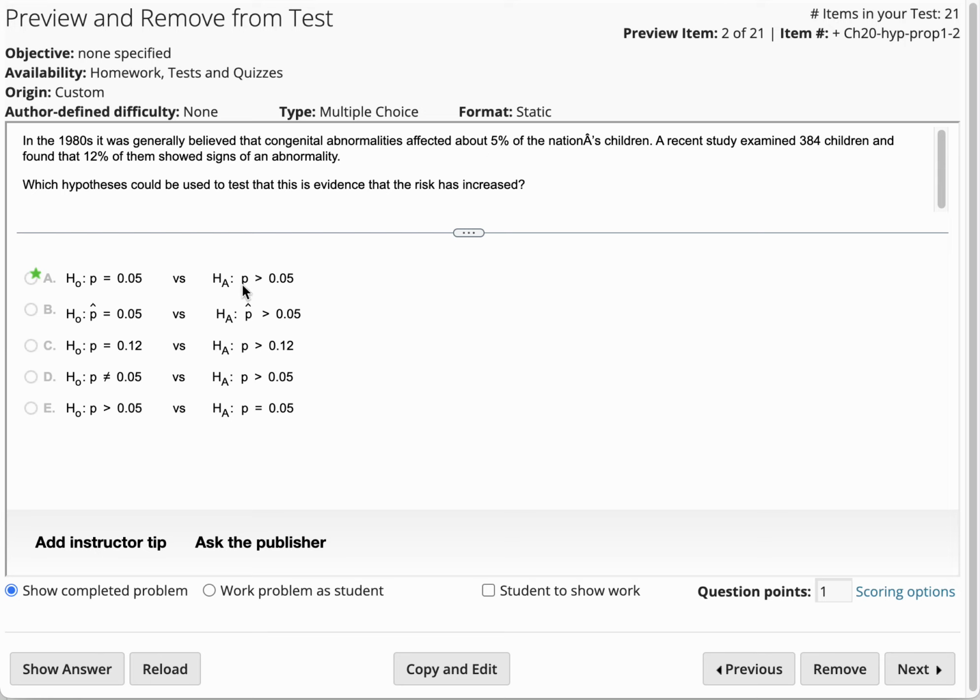And has the risk increased? The word increased is pointing us in the direction that the alternative is a greater than. As a side remark, the alternative can be three things. It can be greater than, less than, or not equal to.